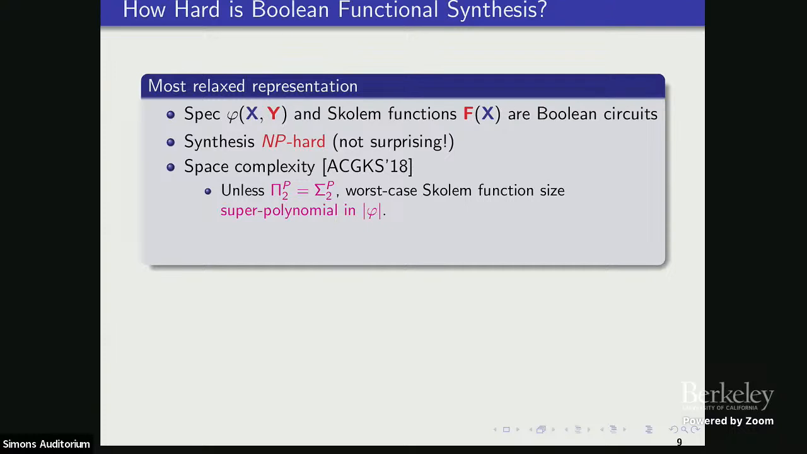So it turns out that under these complexity theoretic assumptions, that the polynomial hierarchy doesn't collapse, we will always have specifications where the smallest scaling function will be superpolynomial. And if the non-uniform exponential time hypothesis fails, the non-uniform is because we are allowing the circuits to change as we go from one end to another, then the worst case scaling function is large. These are not surprising, but that's what we know if we have the most relaxed representation. So it's unlikely that we'll have efficient algorithms over here.